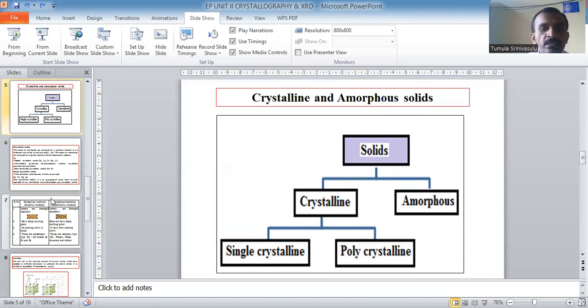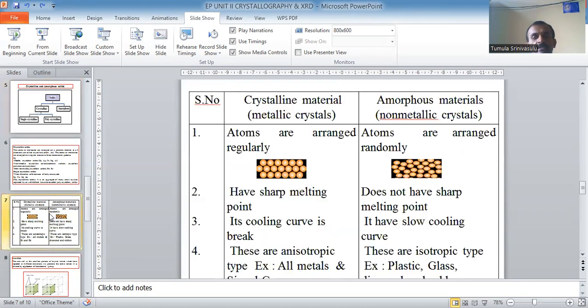Students, see these differences between crystalline material and amorphous material. Here, in this diagram, in crystalline materials, atoms are arranged regularly. But in amorphous material, atoms are arranged randomly. All crystalline materials have a sharp melting point. That means at a certain melting point, they are converted from solid into liquid. But amorphous material does not have a sharp melting point. As we raise the temperature, we only observe some deformations in the structure.